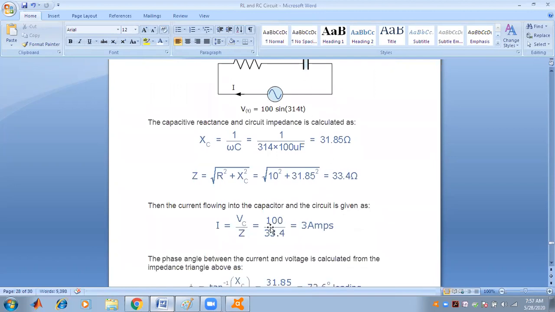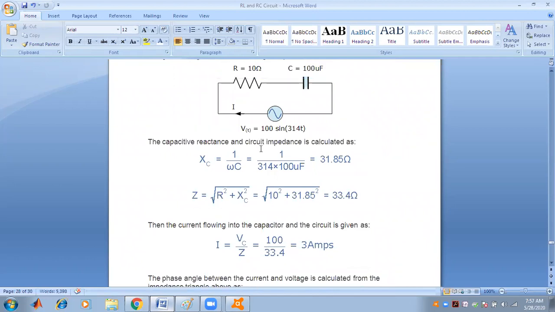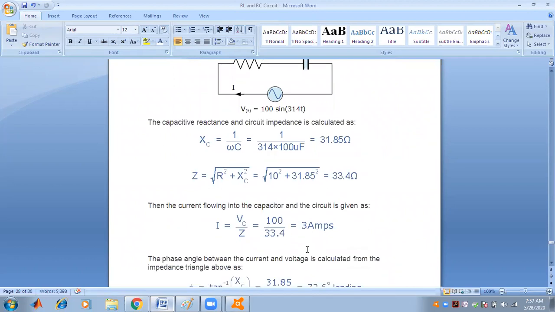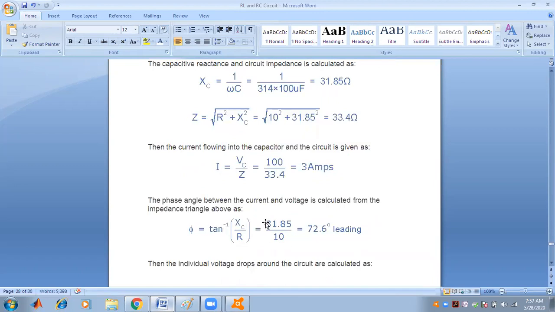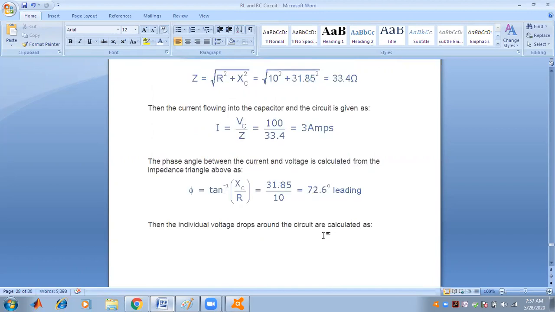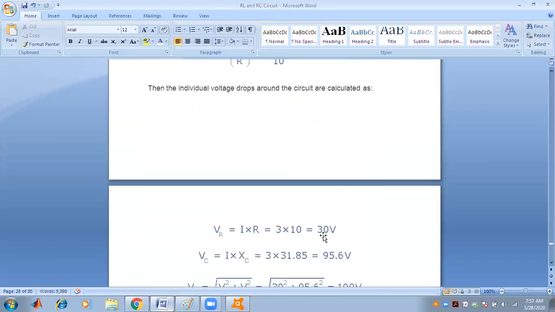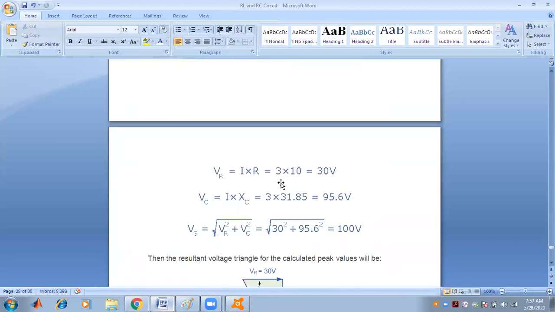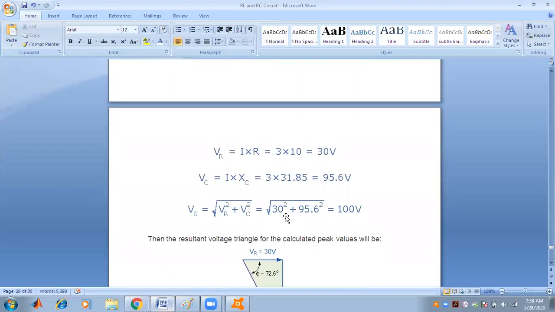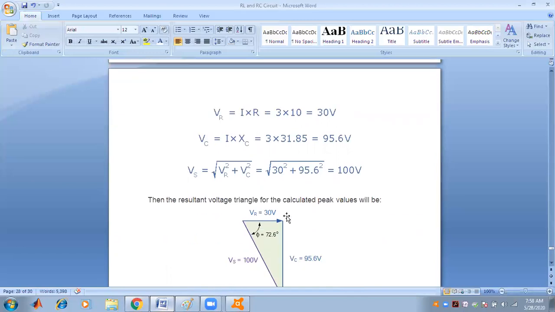So what is the current? Current I equal to V by Z, that is 100 by 33.4, it is 3 amperes. So what is the angle that is created? We want to find the angle between the voltage and the current. This is given by phi equal to tan inverse XC by R. Putting XC as 31.85 and R as 10, that is 72.6 degree leading, because of the presence of the capacitor. So VR you can easily calculate, 3 into 10, 30 volt. VC equal to I into XC, 3 into 31.85, 95.6 volt. And VS equal to root over VR squared plus VC squared, root over 30 squared plus 95.6 squared, which is 100 volt.